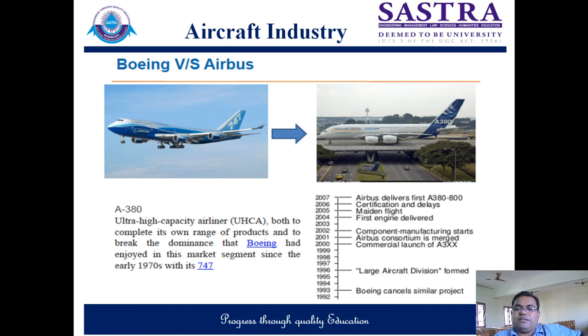In 2000 the commercial launch of the A3XX series was done. In 2001 the Airbus consortium was merged. In 2002 component manufacturing started, in 2004 the first engine was delivered, and in 2005 the maiden flight of the A380 was done. You can see the time duration, from 1996 to 2005. Then in 2006 certification happened, with some delay. In 2007 Airbus delivered the first A380 to the world.